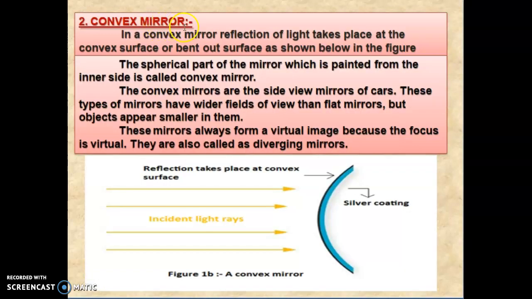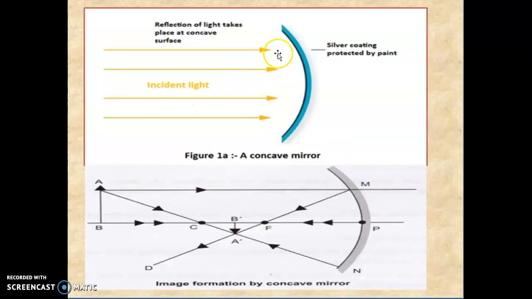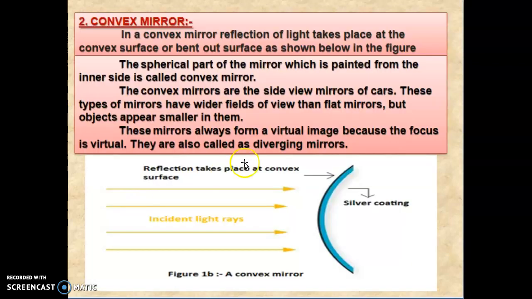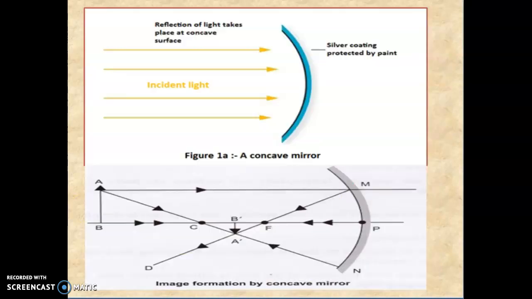The second one is a convex mirror. In a convex mirror, the reflection of the light takes place at the convex surface, or bent-out surface. Here the polishing will be on this side, and the reflection is at the convex surface. You can see the difference. The silver coating will be on the outside, and here it will be inside. The spherical part of the mirror which is painted from the inside is called a convex mirror. Here the painting part is inside, and in a concave mirror the painting part is outside.